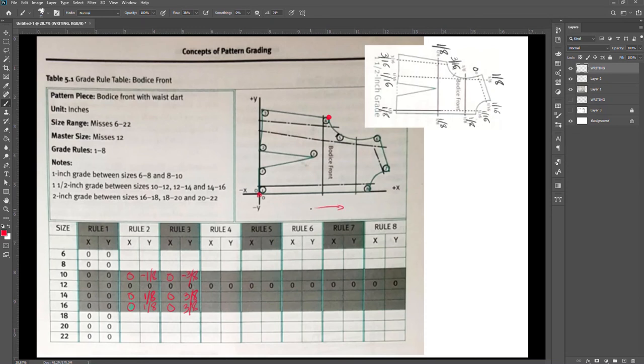It's only affected by this one vertical slash line, so that is the only movement that is going to affect its x movement, its left and right movement. So it's going to be moving 1/8 in the x direction. It'll be moving -1/8 for the smaller sizes because it'll be moving to the left, and it'll be moving +1/8 for the larger sizes because it'll be getting larger by moving away from the axes to the right.